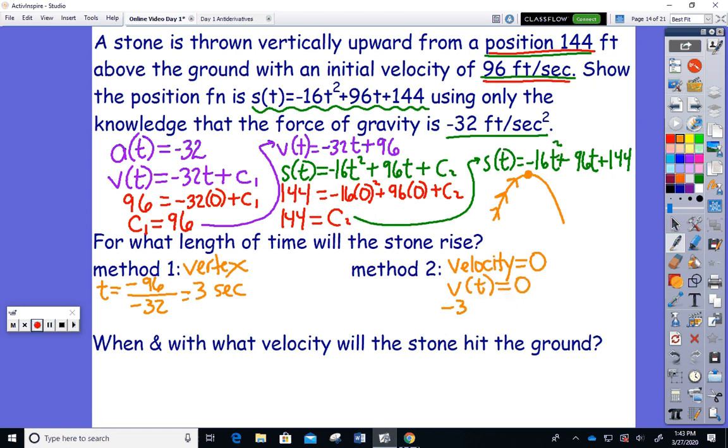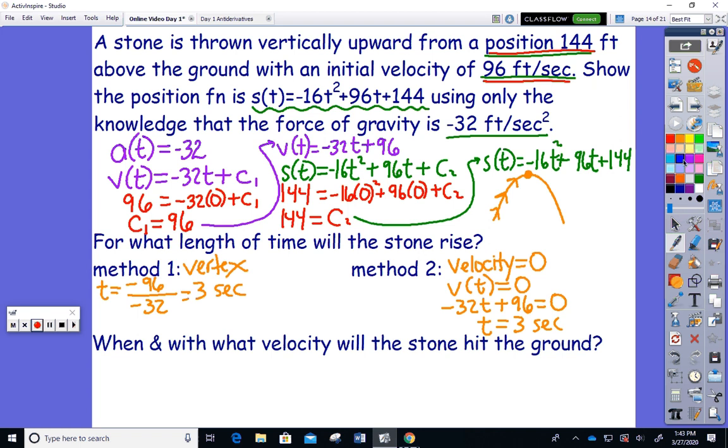So my velocity equation is negative 32t plus 96 equals 0. And if you subtract 96 and divide by negative 32, you're going to get 3 seconds. So you can do that either way you want to do it, okay? So last but not least, and we are done: when and with what velocity will the stone hit the ground?